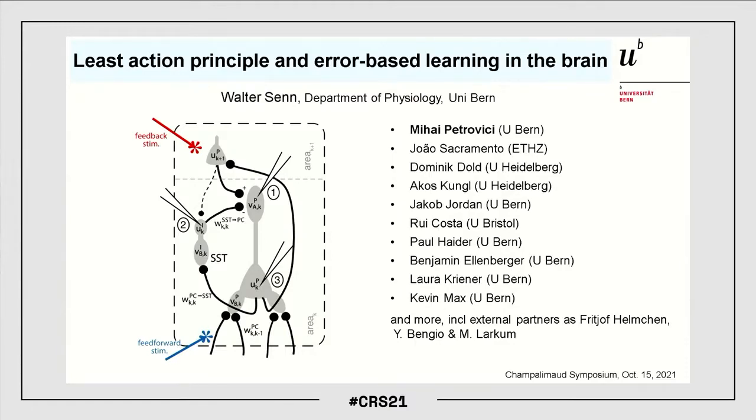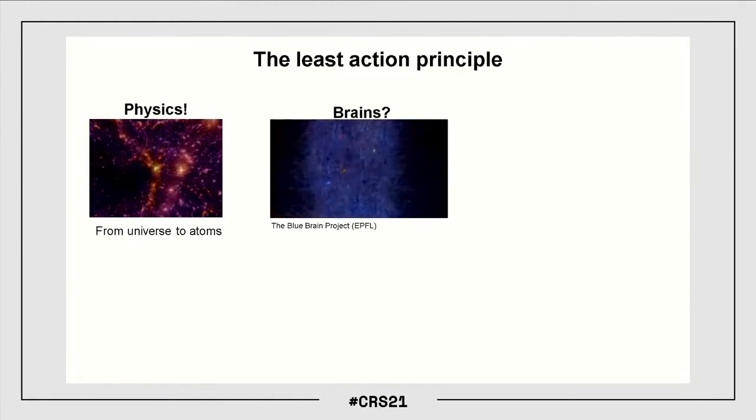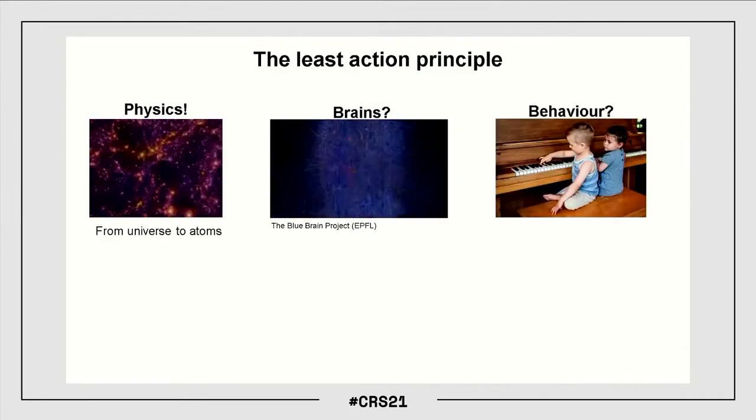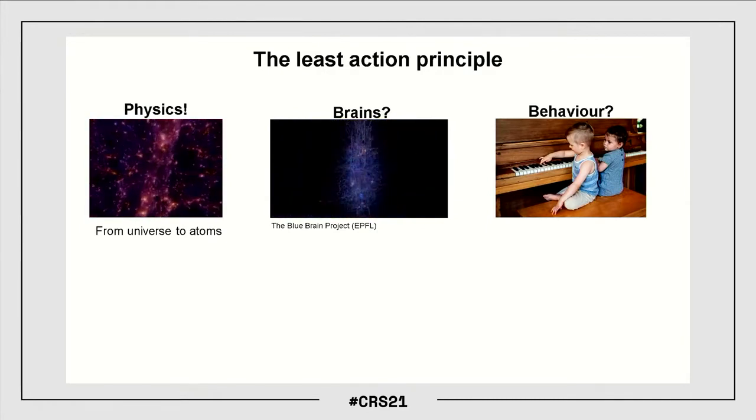I would like to start with this idea of the least action principle, and start with telling you that this is a fundamental principle in physics first, where it explains almost everything, starting from the universe, where it explains the trajectories of those planets, stars, down to the level of atoms. And of course, the question is, what about then brains? Can you also describe the dynamics of voltages in the brain like that? And about behavior? What about those things, fundamental topics of our life?